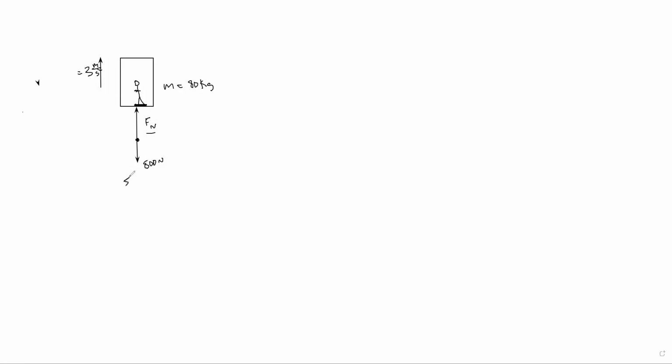Then we look at Newton's second law of motion. The sum of the forces in the y direction equals ma. We can see normal force minus 800 newtons is equal to the person's mass, which is 80 kilograms, times acceleration, which is positive 3. And so normal force, in this case, is 800 plus 240, 1,040 newtons.